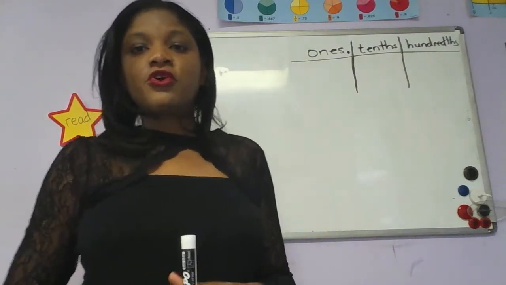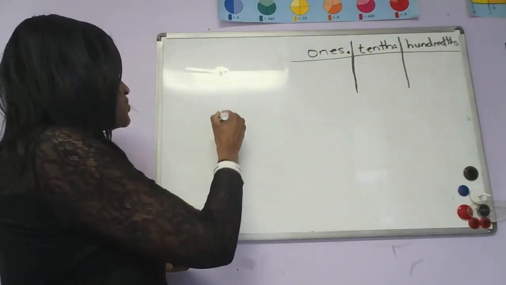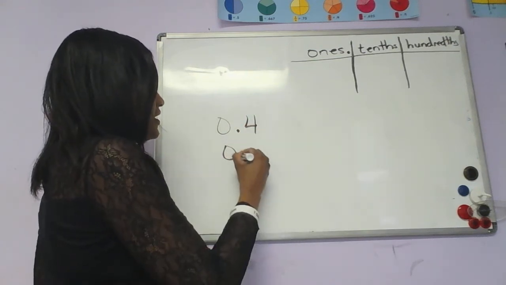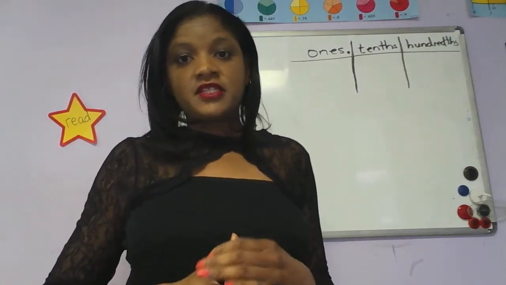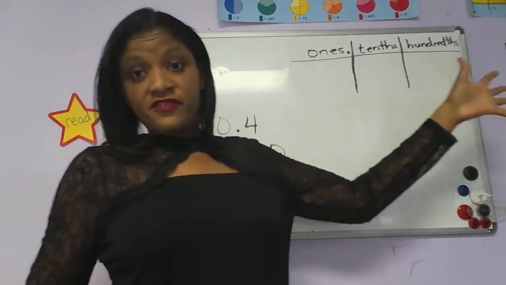This might be something you learn in fifth grade. So let's say you're given two decimals. One is this, and the other one is this. You need to compare these two decimals. The first thing we can use is a place value chart.